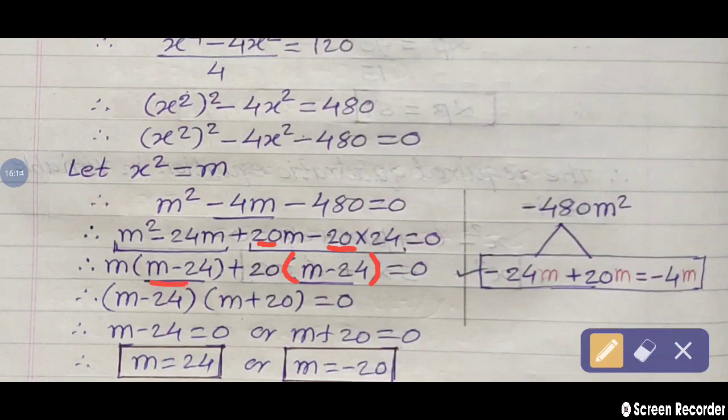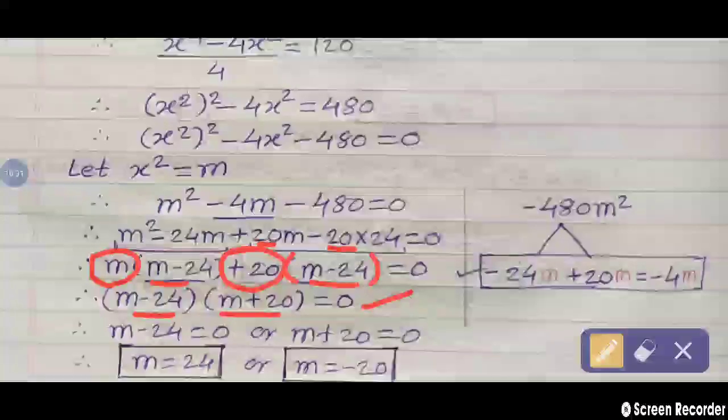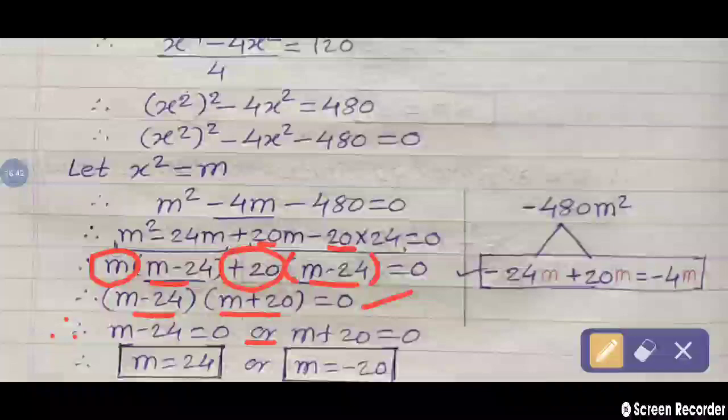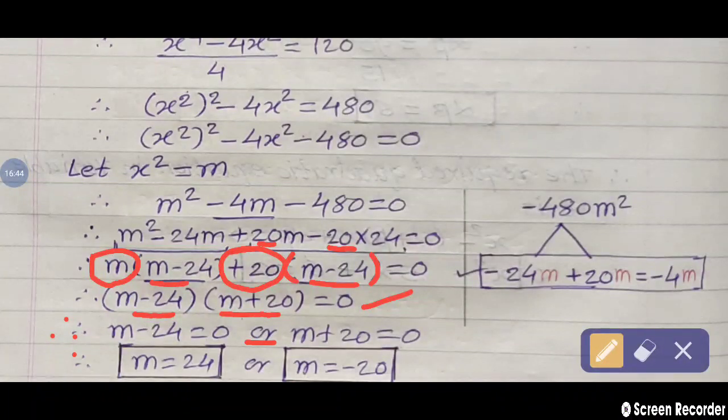So this bracket is the same here, so we write it only one time. So m minus 24 into what remains now? M plus 20, that we write in the second bracket, is equal to 0. So we compare both brackets with 0. Therefore in the next step, m minus 24 is equal to 0 or m plus 20 is equal to 0. Both numbers we shift to the right hand side, so we get the value of variable m.